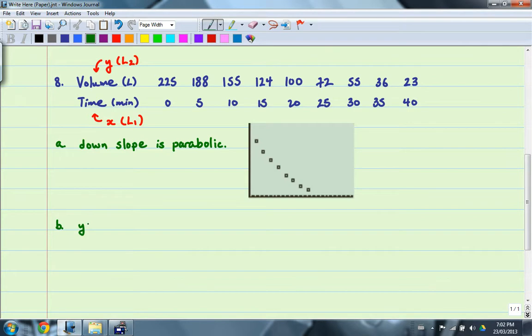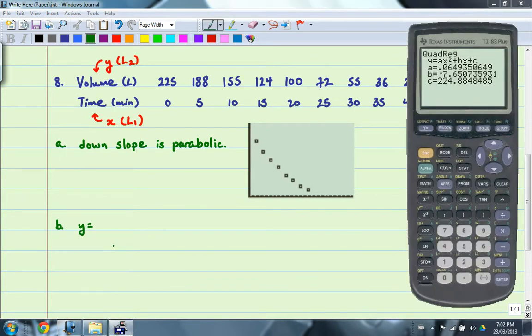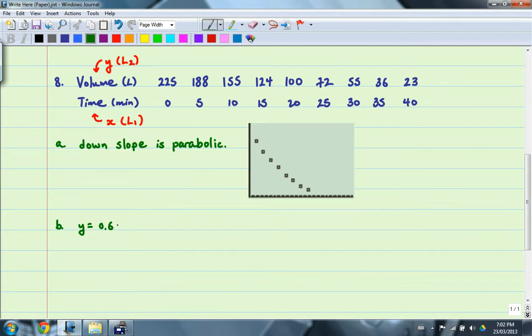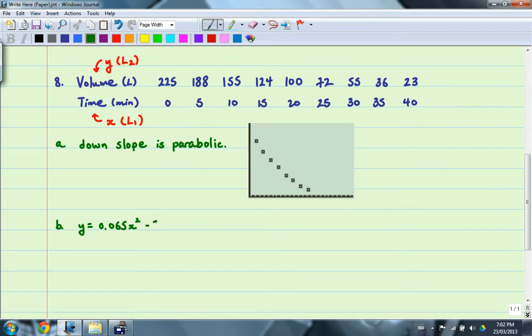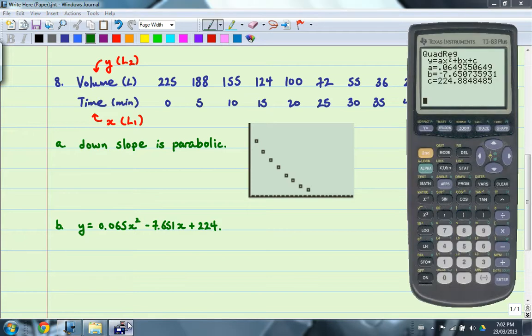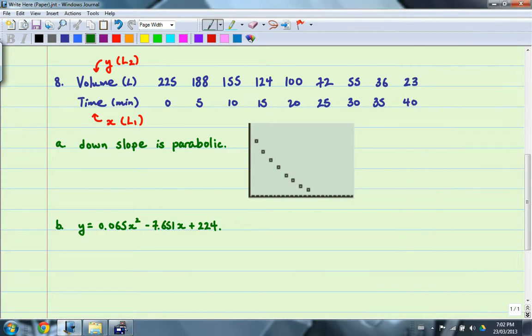So let's write those down. Again, we're just going to keep it to 3 decimal places. Just make things nice and simple. So A, I believe, is 0.65. Yeah. 0.65 x squared minus 7.651 x, and then plus 224.885. Okay, so that will be our equation of the quadratic regression function that models the data.